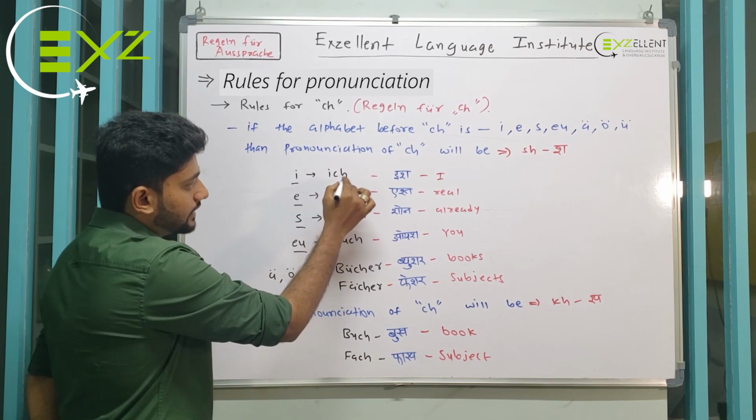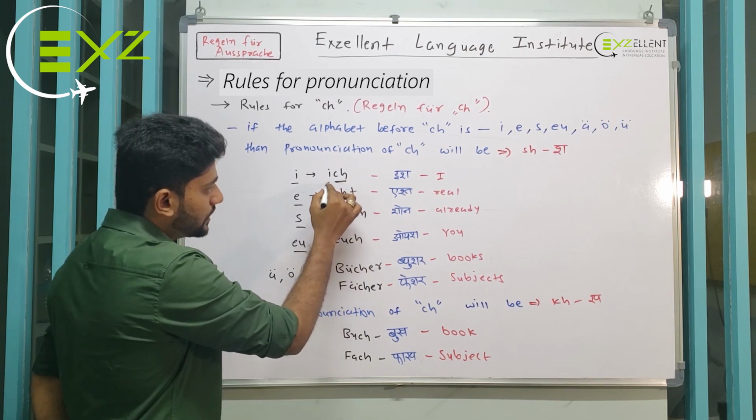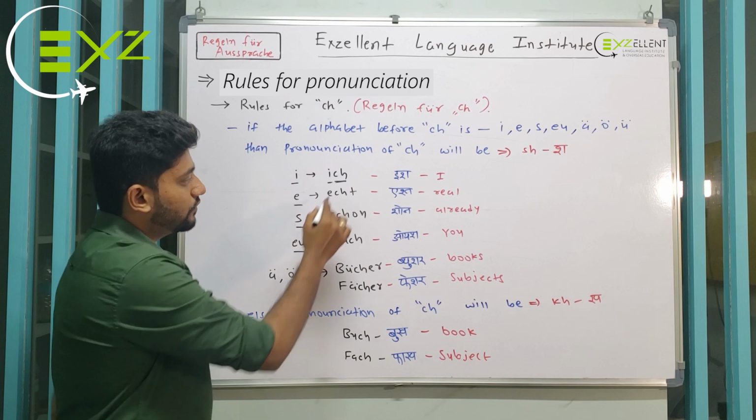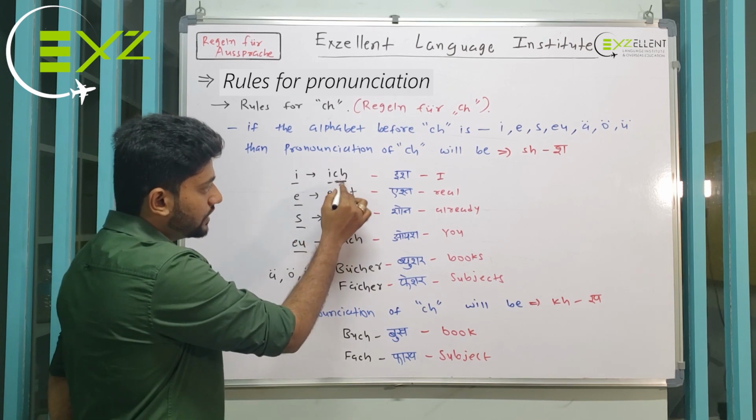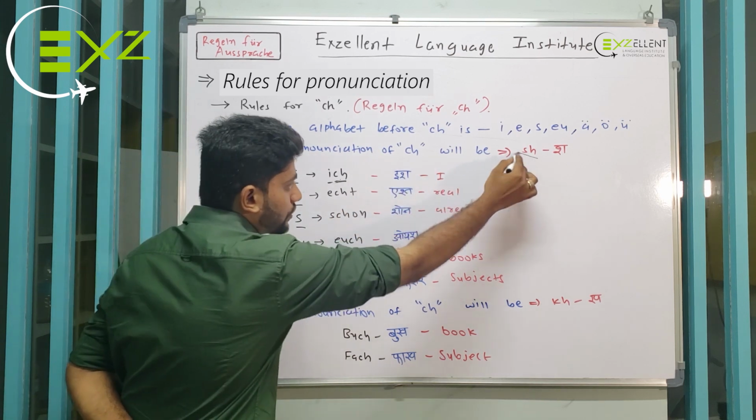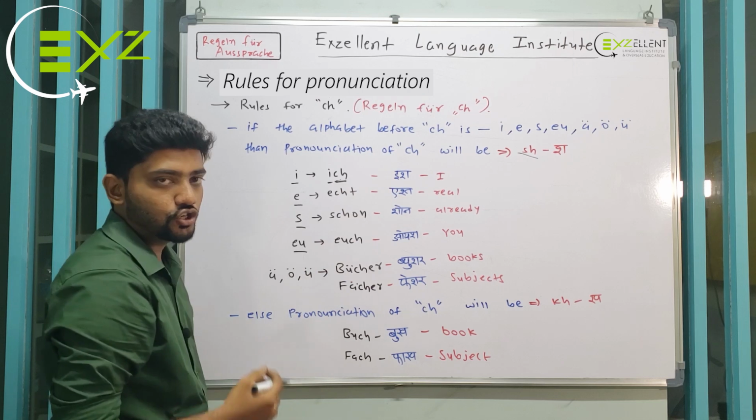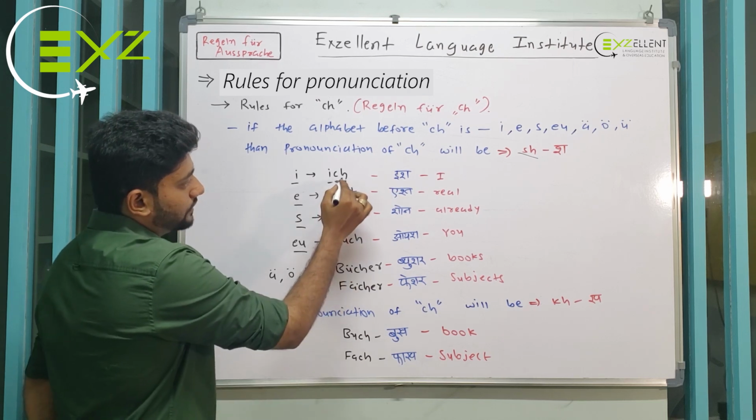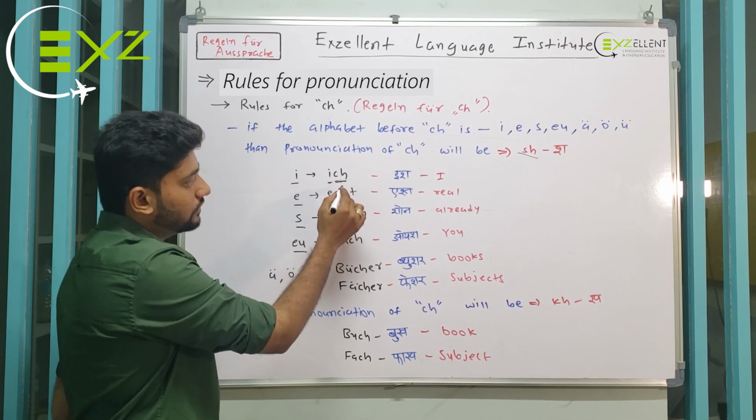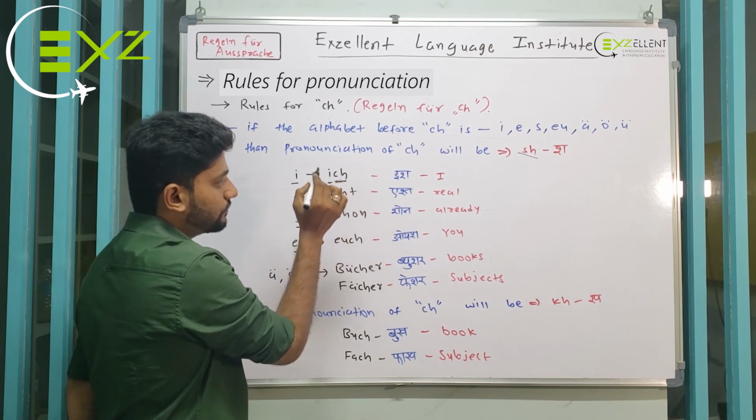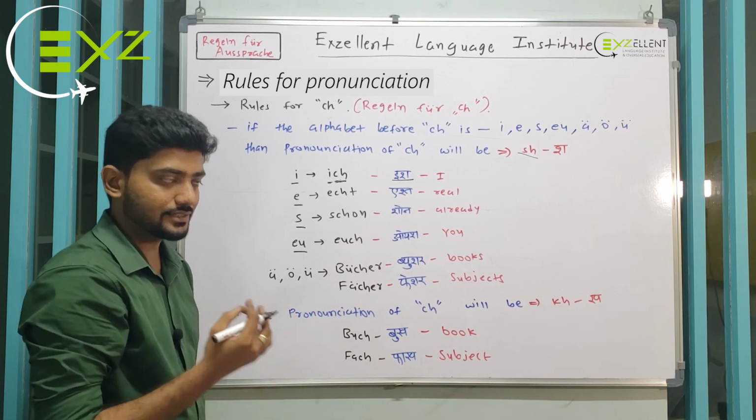Let's take an example. We have CH here, right? Before CH we have I. If there is I before CH, then the pronunciation of CH will be sh. We can say SH, or in Hindi we have written sh, right? So, before CH there is I, the pronunciation of CH is sh. Overall, the pronunciation of this word is ish. In ish, it means I as a subject.